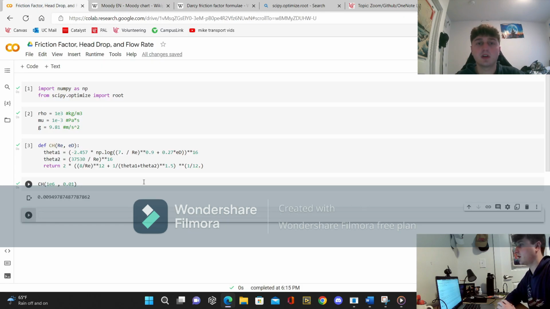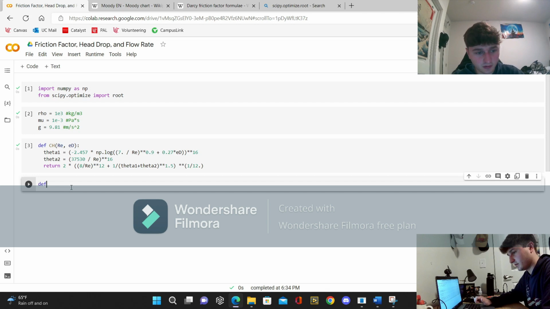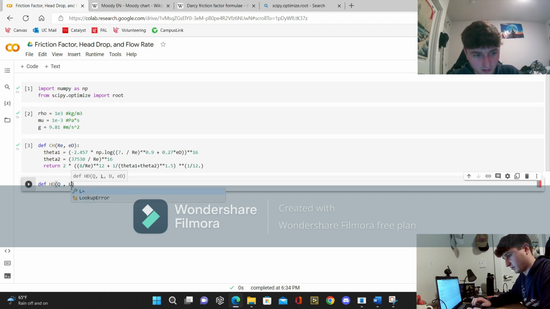Now what we're going to do is go ahead and start on our head drop. What we're going to supply this is going to be our flow rate that we want to achieve. We're going to use our length and our diameter.